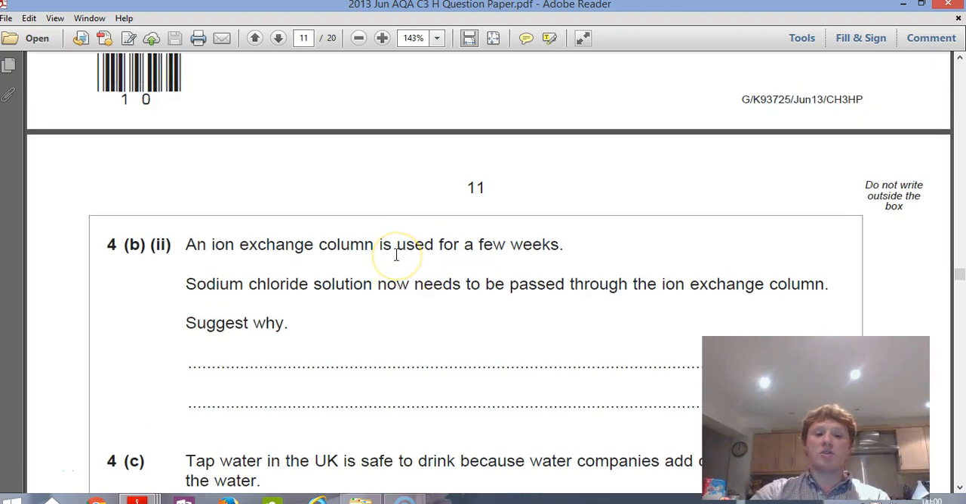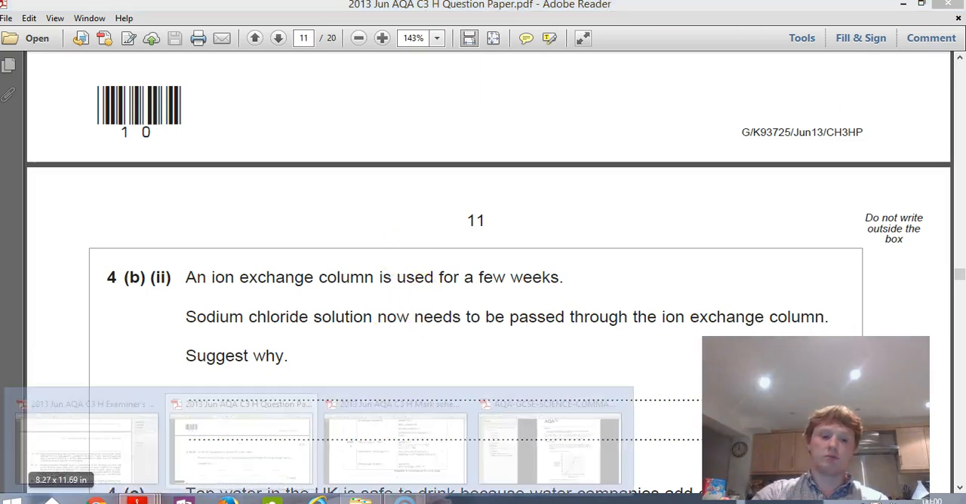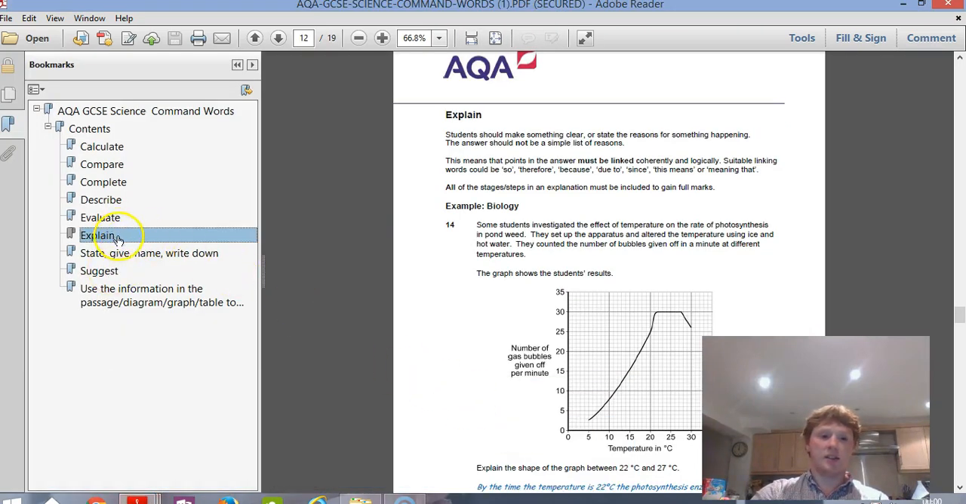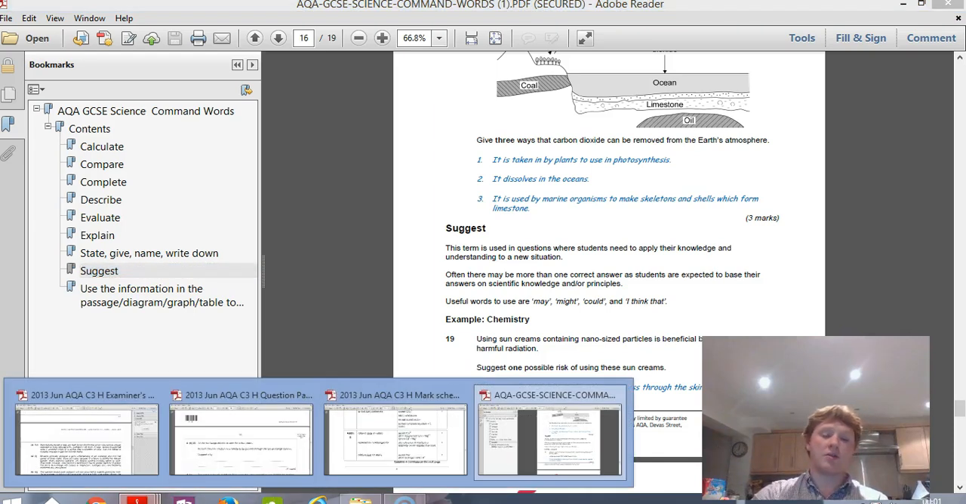An ion exchange column is used for a few weeks. Sodium chloride now needs to be passed through the ion exchange column. Suggest why. Just in case, this is what the exam board thinks suggest should mean. The term is used in questions where students need to apply their knowledge and understanding to a new situation. Often there may be more than one correct answer, as students are expected to base their answers on scientific knowledge and/or principles. Useful words are may, might, could, I think that. Each of these words comes with an example question. Off you go from there.